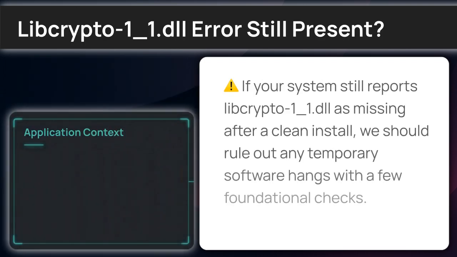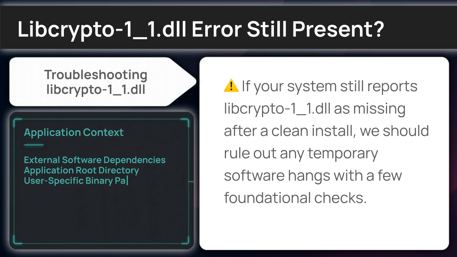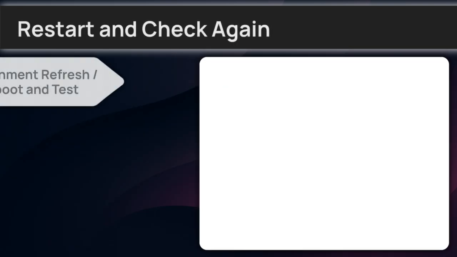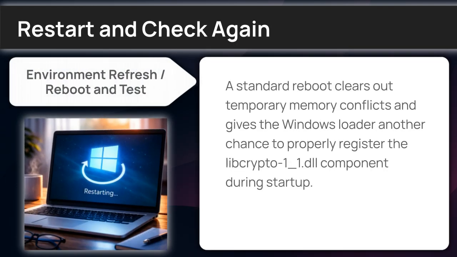If the redistributable repair didn't resolve the pop-up, the next logical step is to analyze the local environment for process conflicts. A full system restart ensures that no background processes are currently locking the Libcrypto.dll file. A fresh boot allows Windows to reinitialize its library map from a clean state.